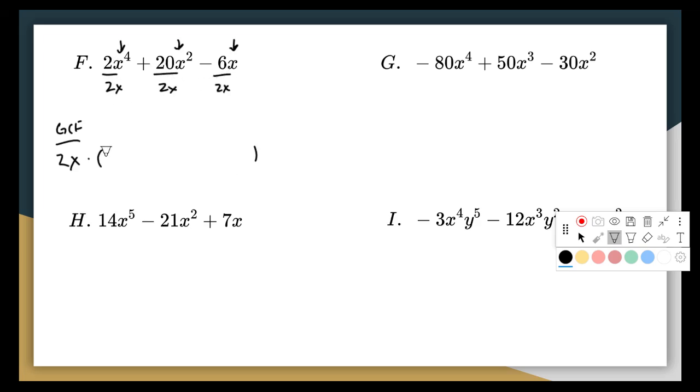2 divided by 2 is 1. 4 powers of x up top, 1 on the bottom. 3 will remain. 20 over 2 is 10. 2 powers of x up top, 1 on the bottom. 1 will remain. Negative 6 over 2 is negative 3. 1 power of x up top, 1 on the bottom. None are left. There's my answer.